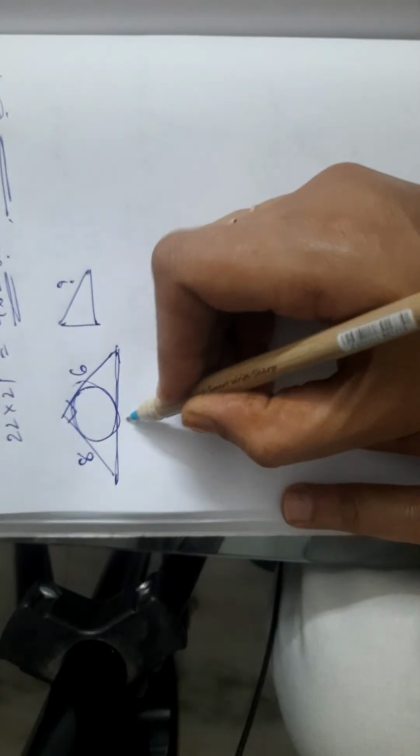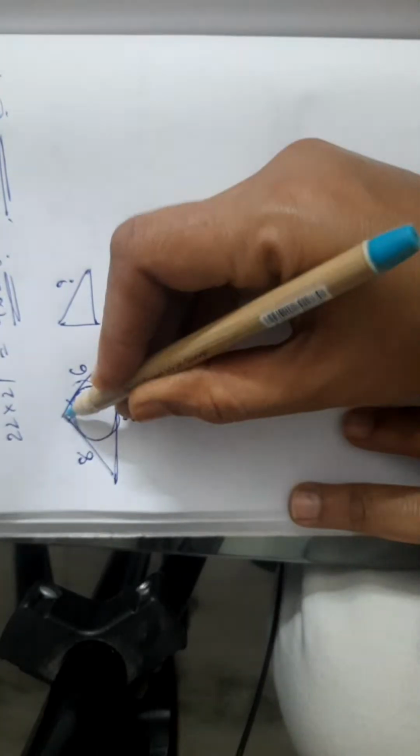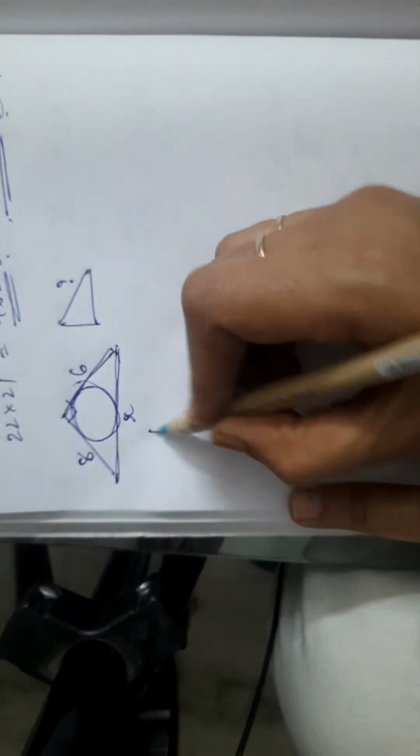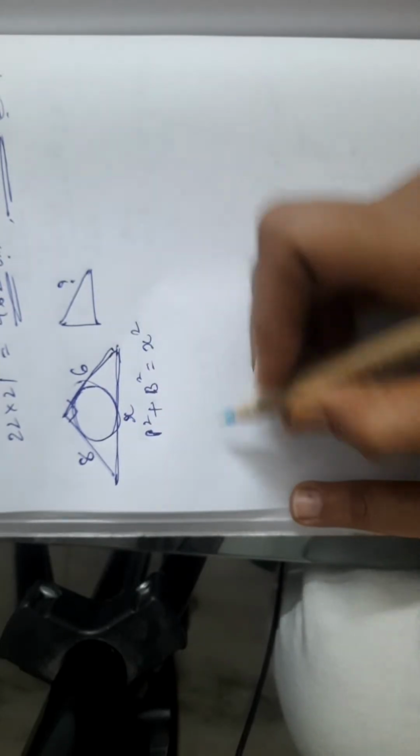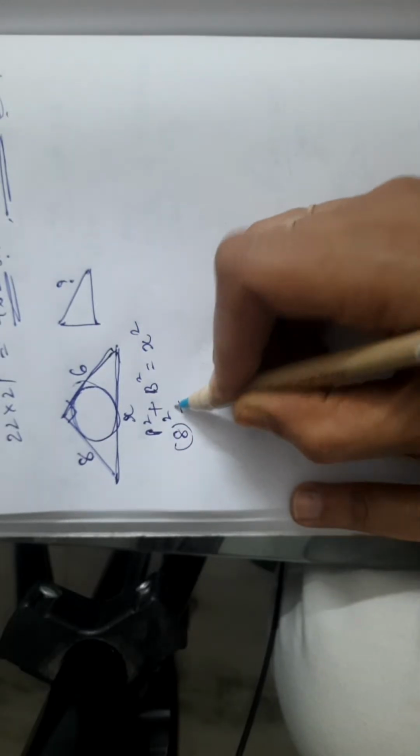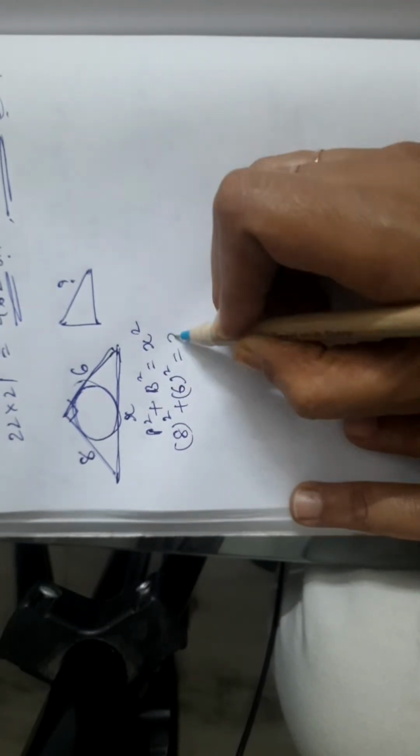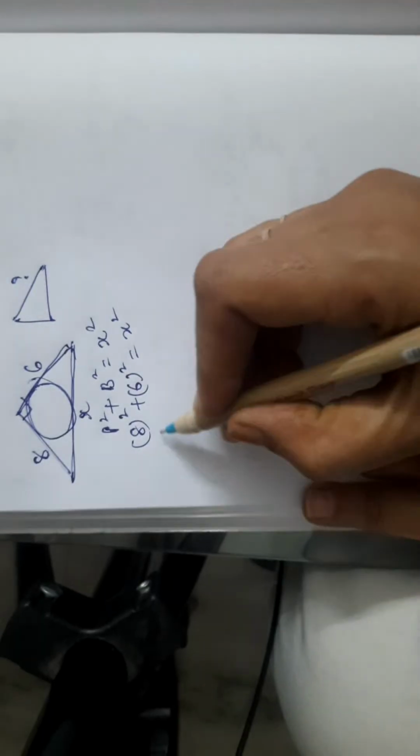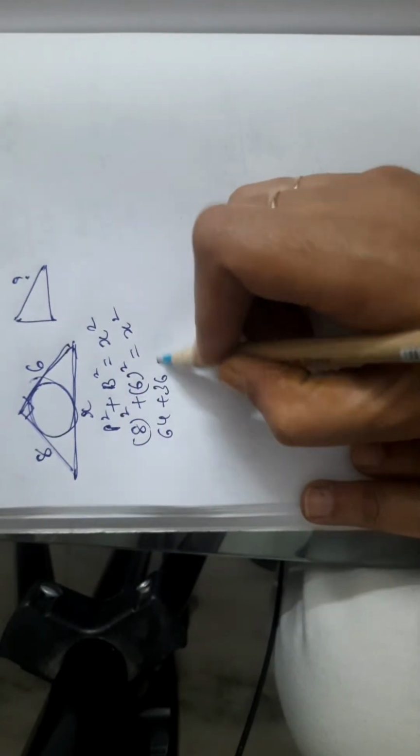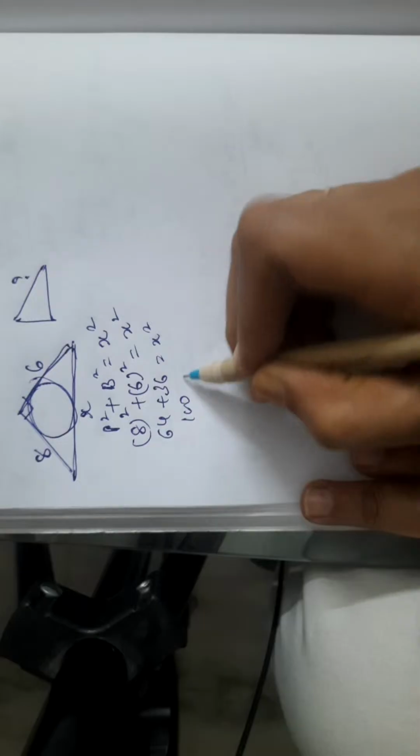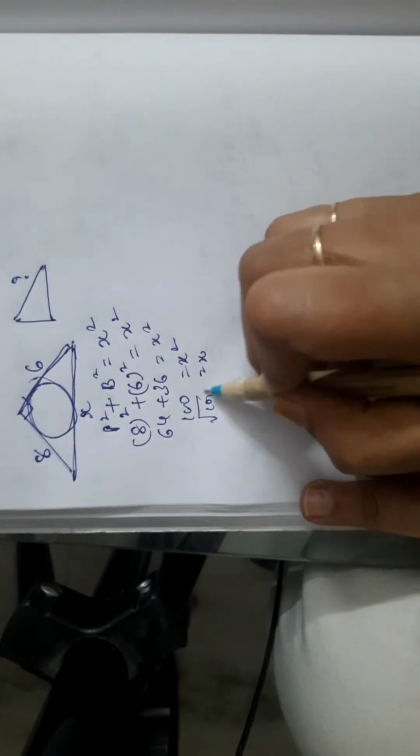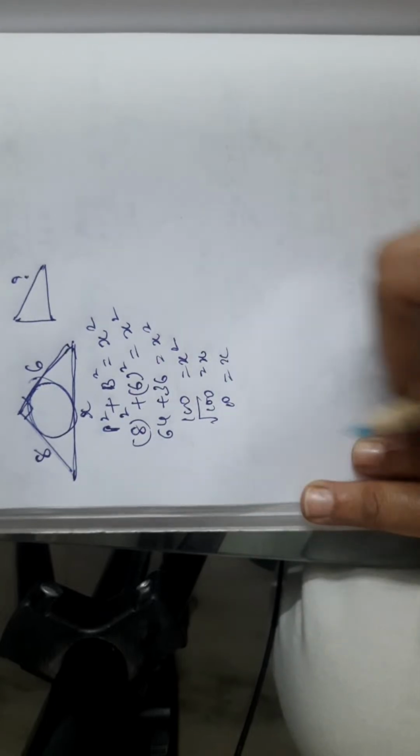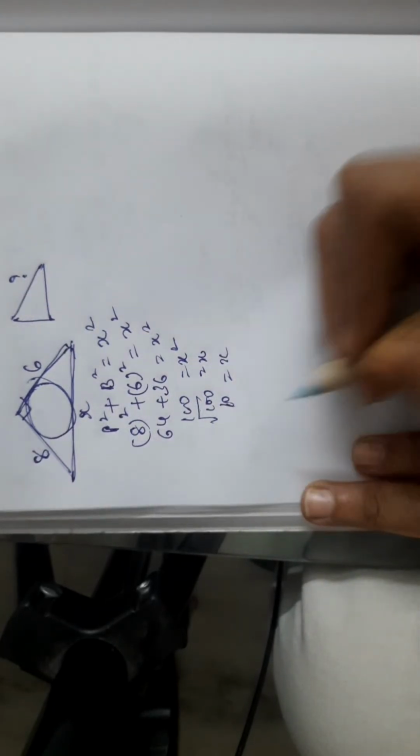So let it be x. Now perpendicular and base: perpendicular square plus base square is equal to hypotenuse square. So 8 square plus 6 square is x square. That is 64 plus 36 is x square. So 100 is equal to x square. Thus x is root over 100. So it's 10. We got the value of the larger side as 10.